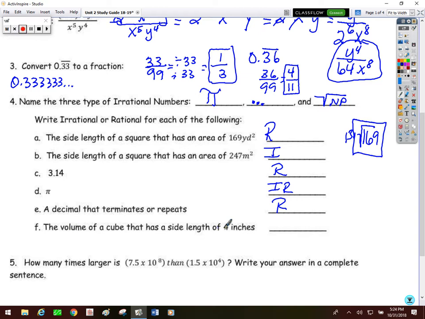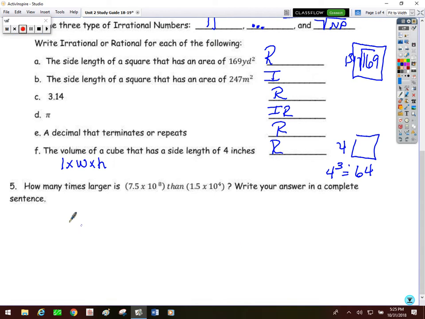The volume of a cube that has a side length of 4. Well, this is 4. Remember, volume is length times width times height. So what we're looking at here is 4 to the third power, which is 64, which is a rational number. That's a perfect cube. Okay, so we'll be looking at those numbers.